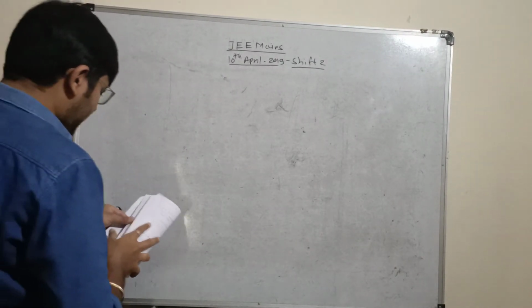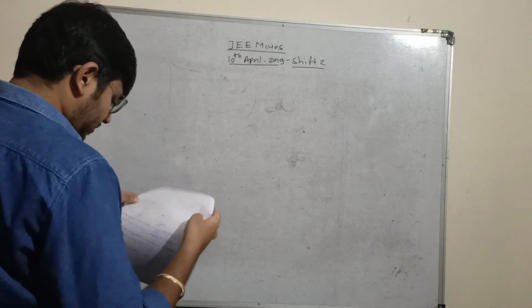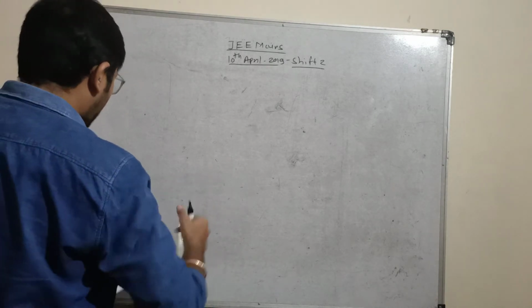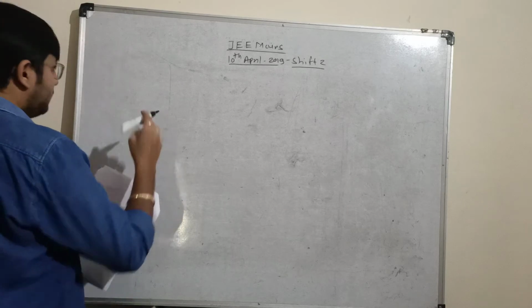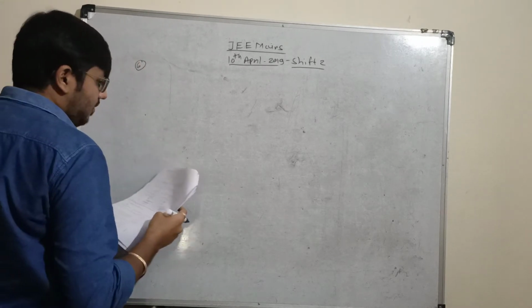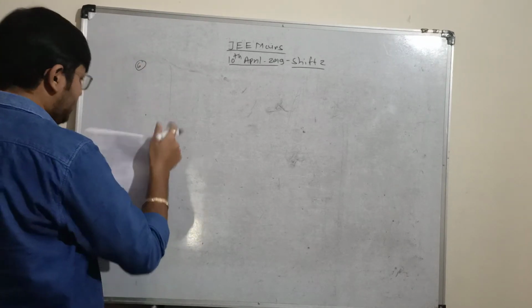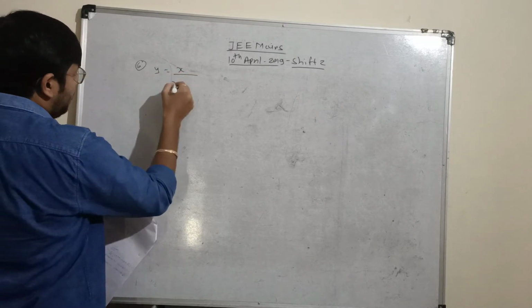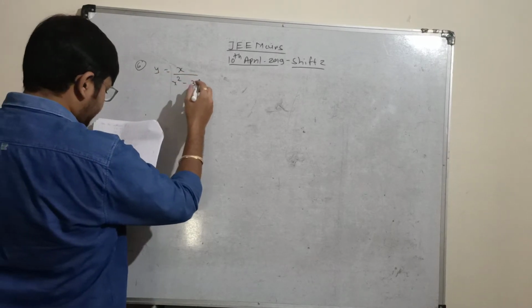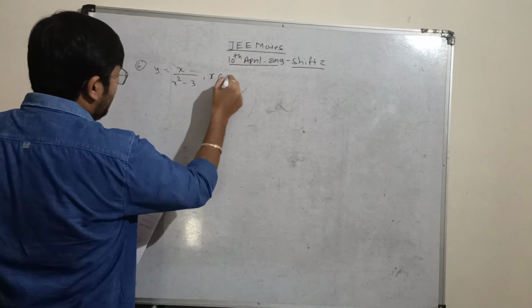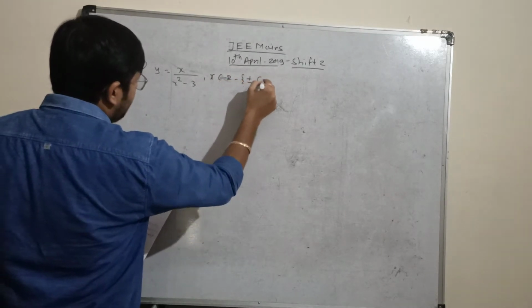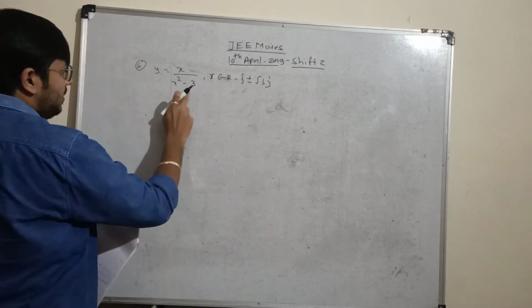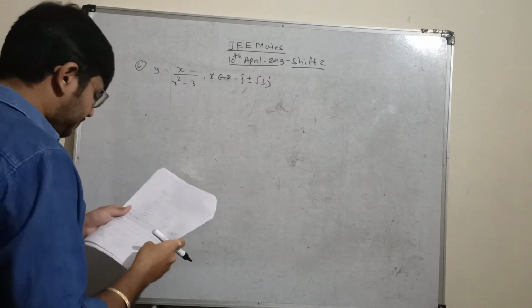Okay. So in the next question we have a function. We have been given a function y equals x by (x square minus 3), where x belongs to R minus plus or minus root 3 for sure, because for this particular value the denominator will get 0.